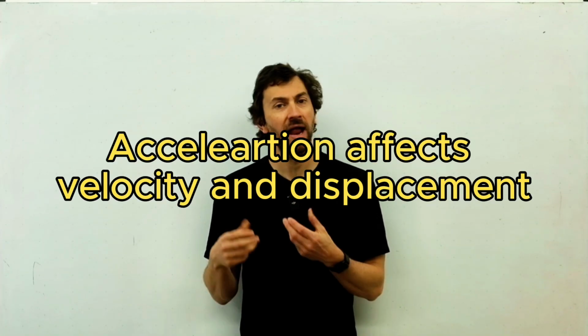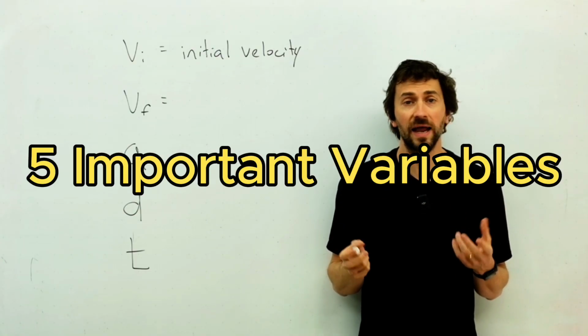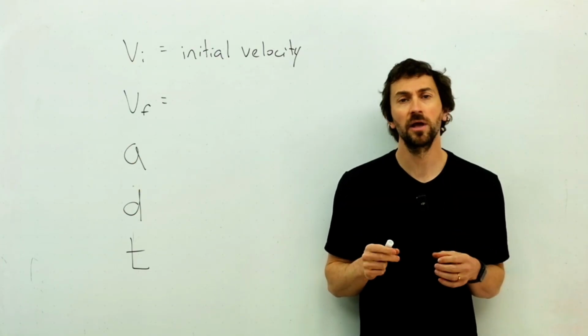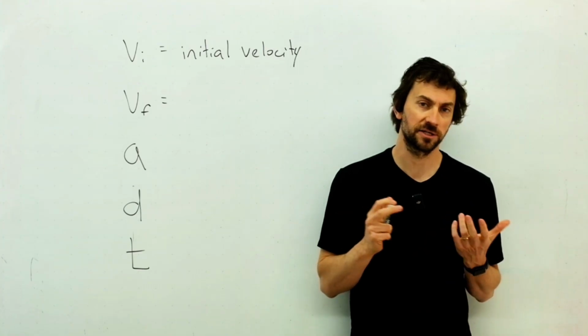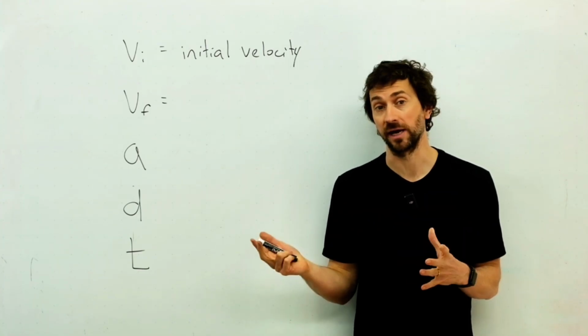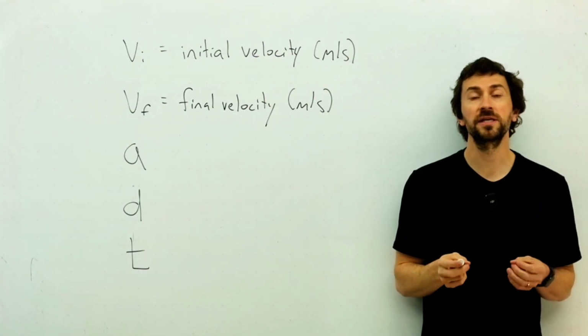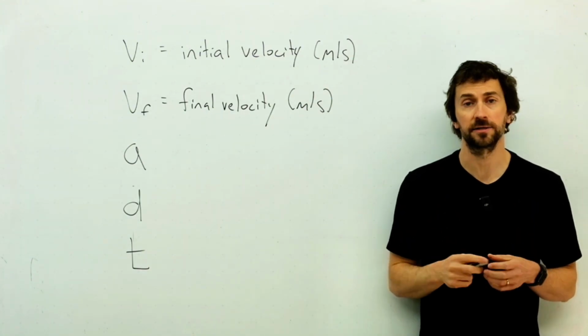In kinematics, we're mostly thinking about situations where there's acceleration and how that affects motion, how it affects distance and velocity. The first variable that we think about a lot is initial velocity. Because we're thinking about acceleration, velocity will change. So initial velocity is the velocity at the beginning. VF is the final velocity. Both of these have units meters per second.